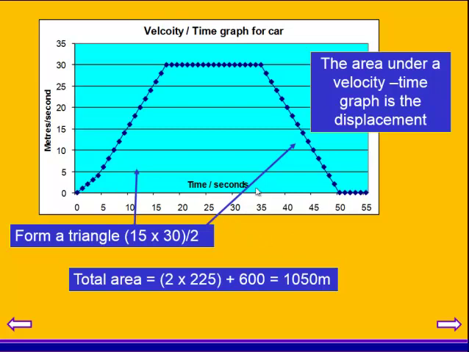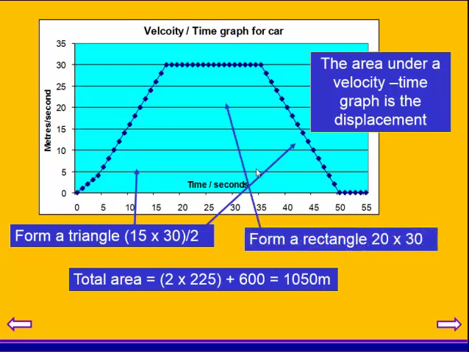With those two triangles, I add them up, and then I add the area of this rectangle. So this is from 15 to 35, so that has 20 seconds along the bottom and a height of 30, and that gives me an area of 600. So my final total area is 1050 meters.